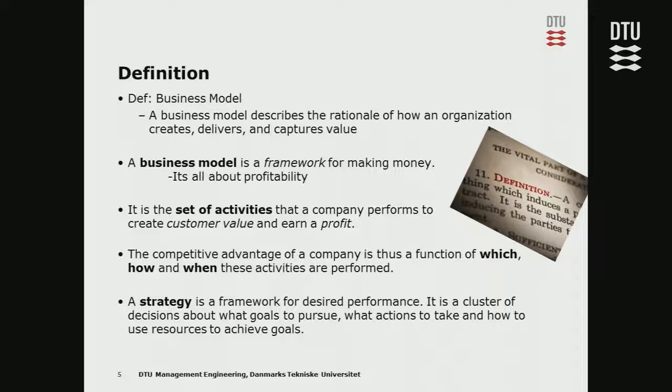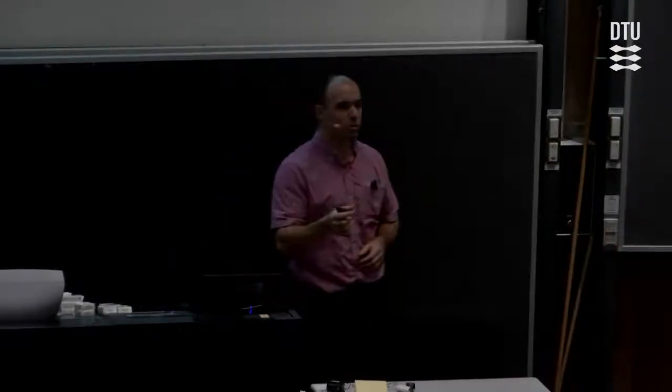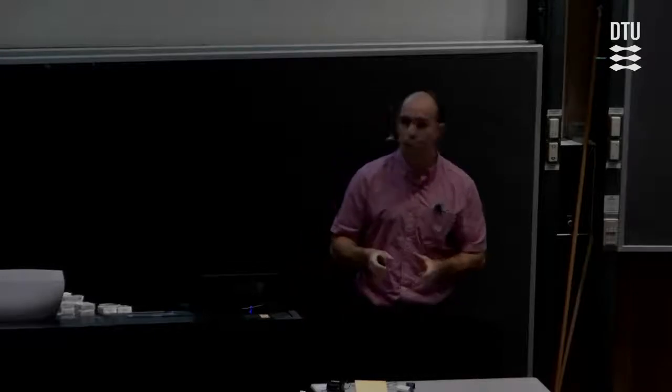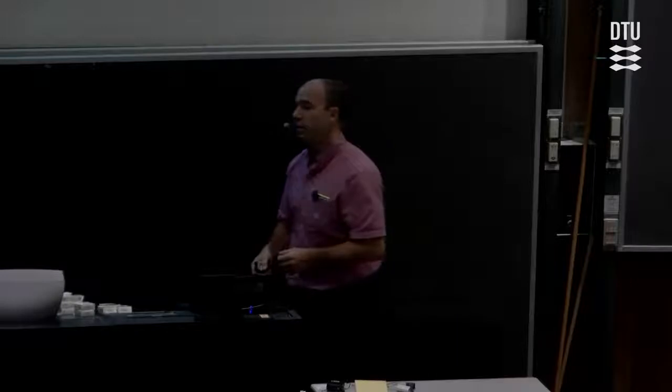It's actually quite simple in that sense, but it's the set of activities that we do. It's this that makes the business model go around, that we think, how can we actually subtract this money from our customers? And the interesting thing is that the business model is not a strategy. The business model is a concrete set of activities, whereas a strategy is a vision, it's a cluster of decisions.